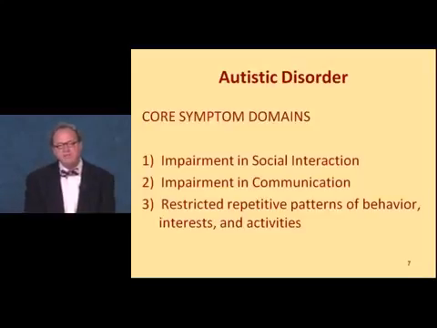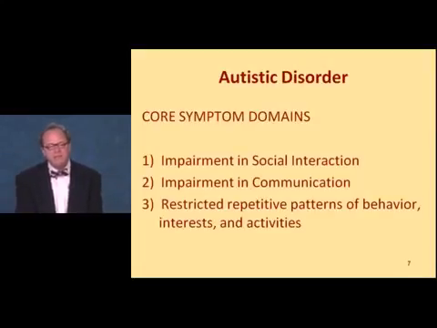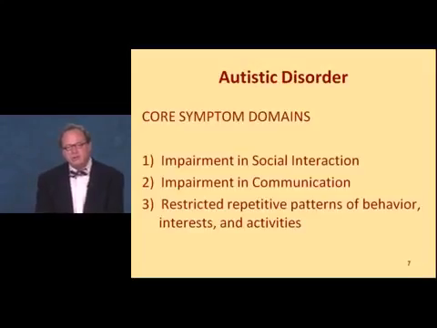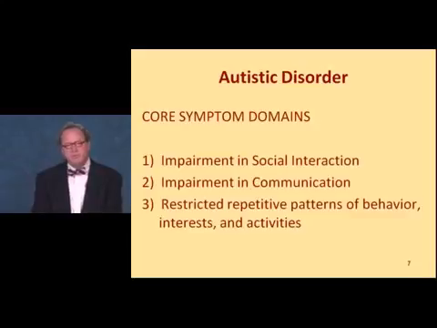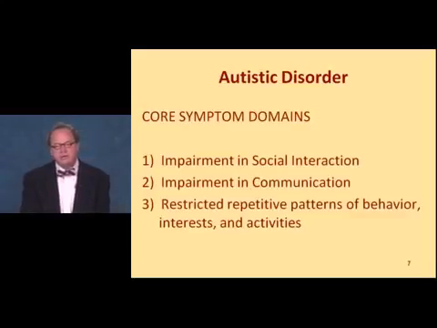In DSM-4, there were 3 core symptom domains in autistic disorder. These included an impairment in social interaction, an impairment in communication, and we know that about 30 to 40% of people with autistic disorder never develop meaningful verbal communication at any point during their entire life. And the third symptom domain related to restricted repetitive behavior and thoughts.